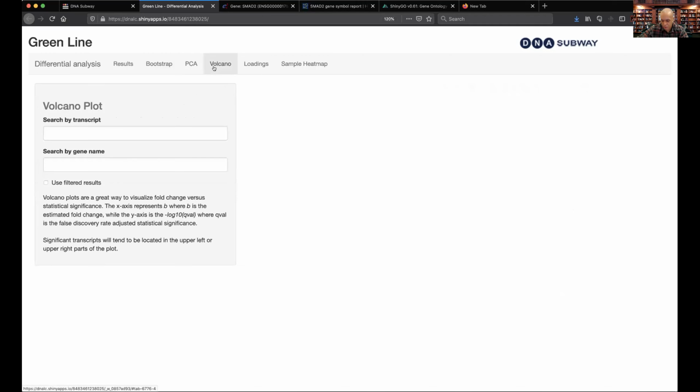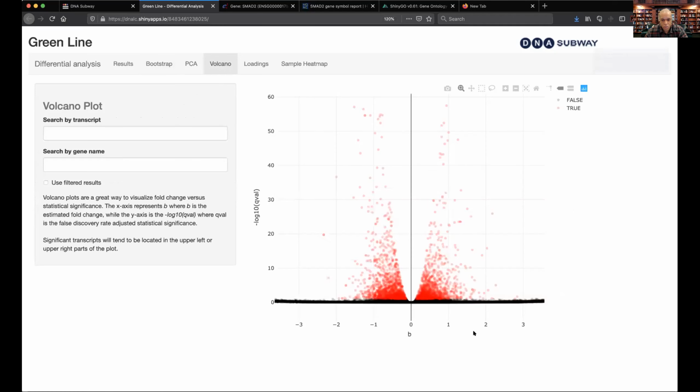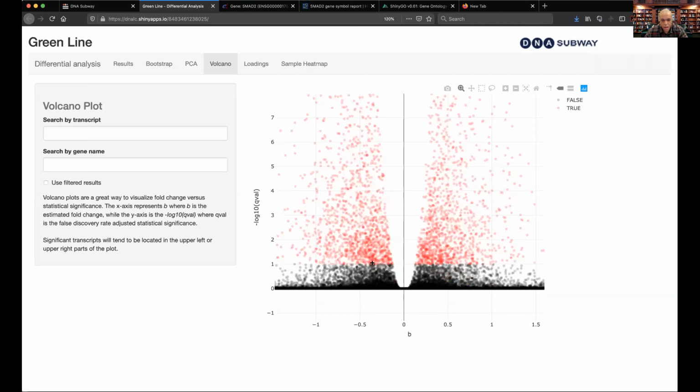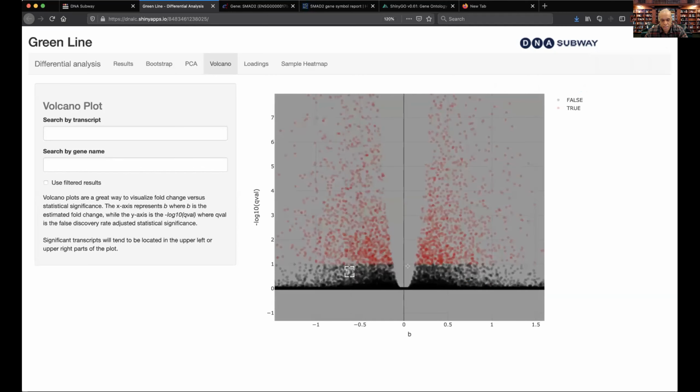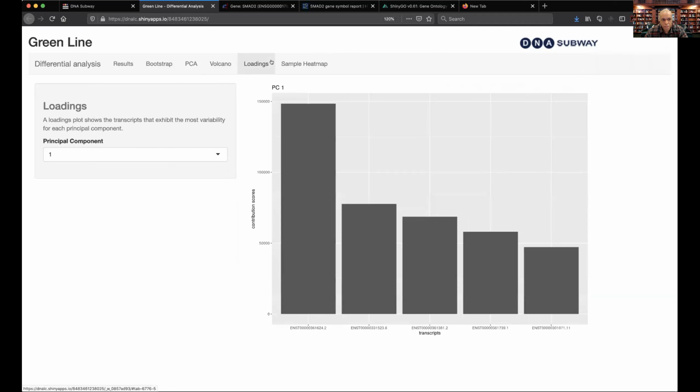There's also this volcano plot, which allows you to look at individual transcripts and see whether they go into increased expression off to the right or decreased fold change off to the left. And you get an idea of some genes are not significantly called, so those are in black and some are red. This other principal component tells you which genes are mostly influencing that PCA analysis, which again, I don't have time to go into this second.